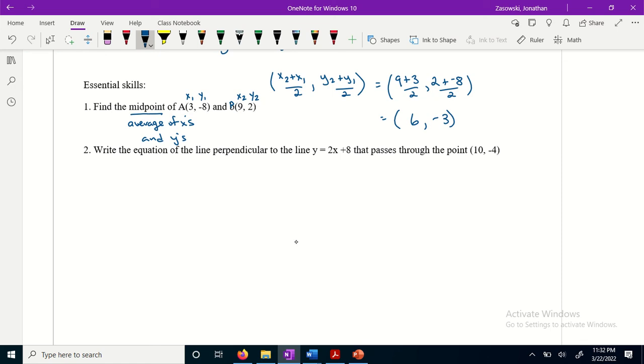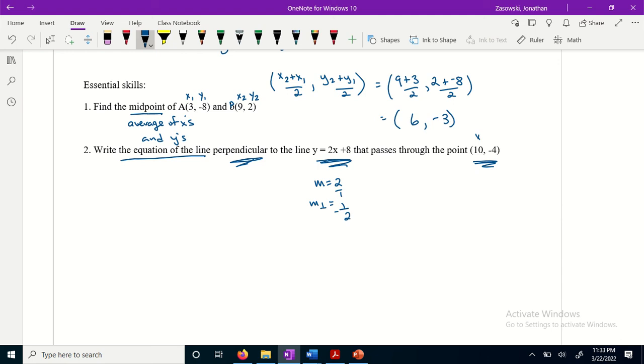So the second thing we're going to do is write the equation of the line that's perpendicular to this line, but passes through this point. So this is a separate question here. So remember, the first thing we need to do is figure out the slope. So the slope of this line is 2, but remember it's perpendicular. So the perpendicular slope is the opposite reciprocal. So 2 flipped, 2 over 1, would be 1 over 2, but negative.